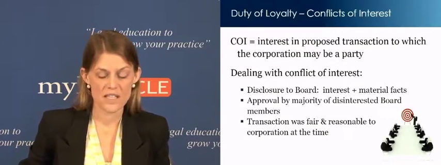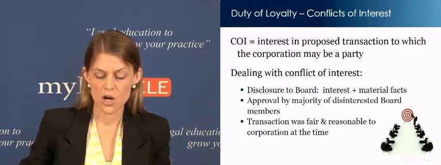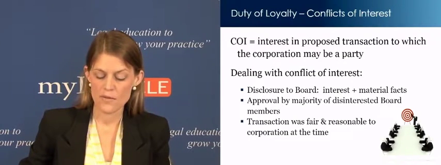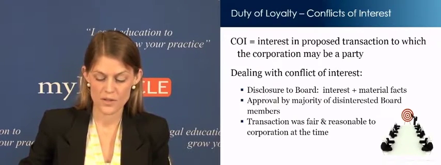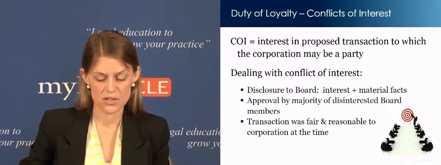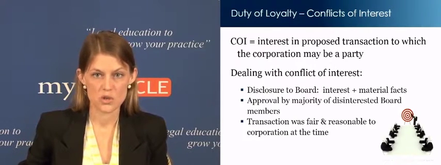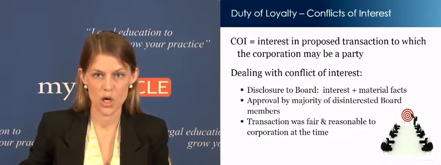Now, I just mentioned conflicts of interest. The Model Nonprofit Act defines a conflict of interest as a contract or transaction between a nonprofit and one or more of its members, directors, members of a designated body or officers, or between a nonprofit and any other entity in which one or more of its directors, members of a designated body or officers, are directors or officers, hold a similar position, or have a financial interest. And what that basically means is that a conflict of interest is a situation in which a director has an interest in a proposed transaction to which the corporation may be a party.